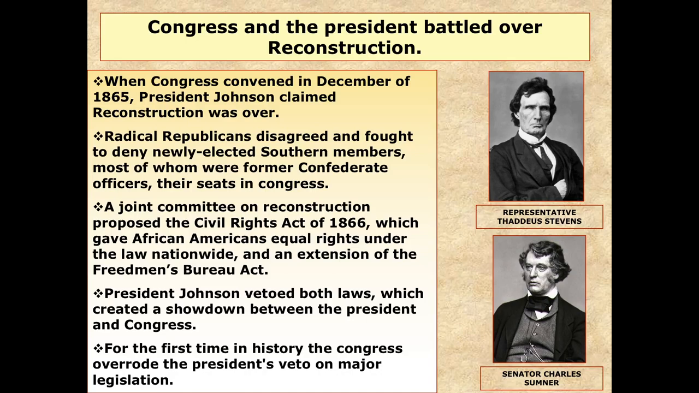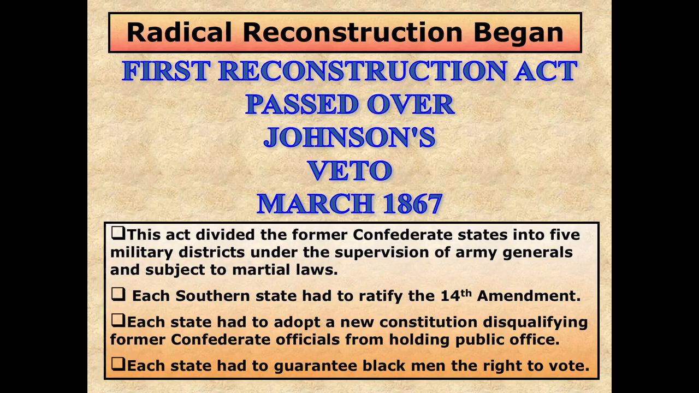Now, with that first Reconstruction Act that's going to be passed in March of 1867, it overrides President Johnson's veto, and essentially now the South is divided up into five military districts, and they're going to establish martial law. This right here, we go back to our Reconstruction slide, is the beginnings of radical Reconstruction.